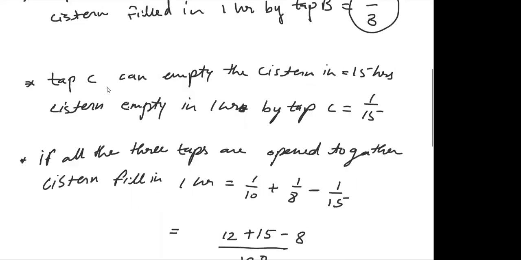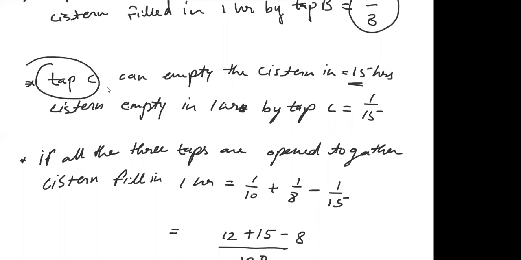and there is a third tap which is emptying the cistern in 15 hours. Means if only and only tap C is open, then it can empty the whole cistern in 15 hours. So cistern empty in 1 hour by tap C is equal to 1 upon 15.